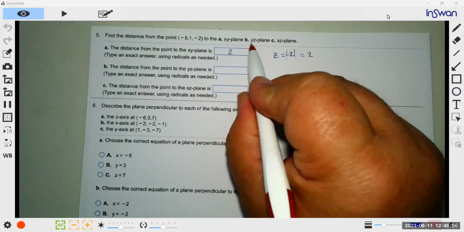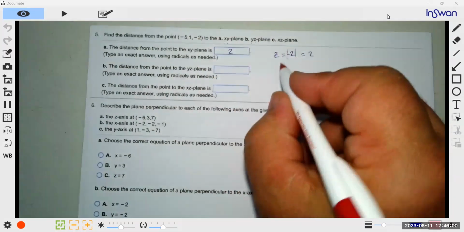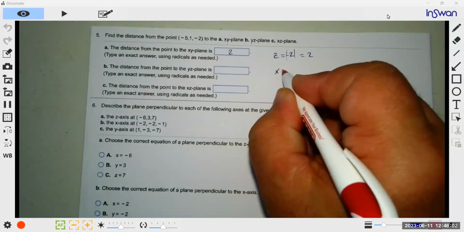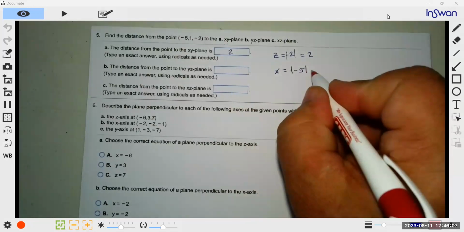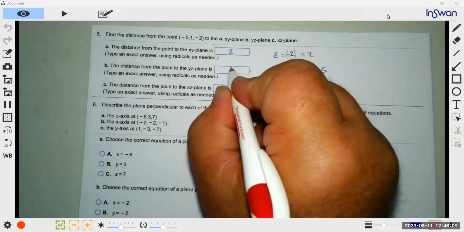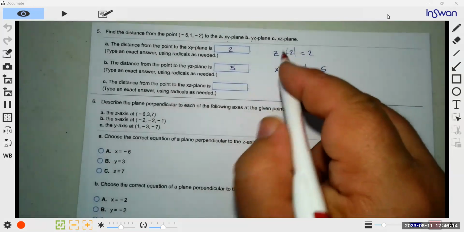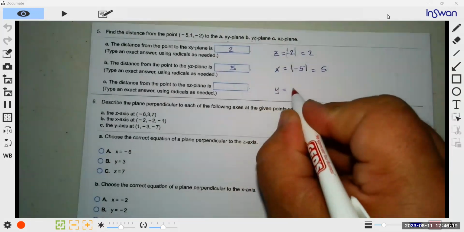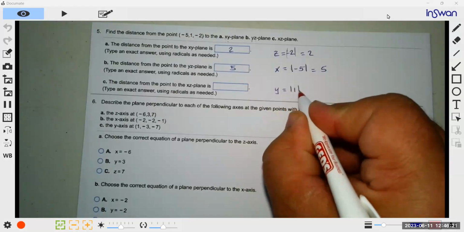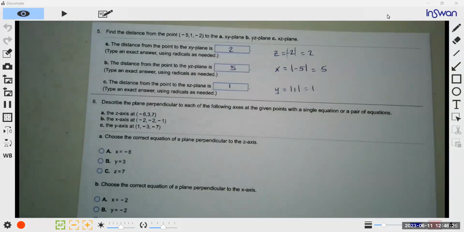The distance to the YZ, so that's the distance of the X-axis. Since negative 5, the distance is 5. And likewise, the XZ is actually the distance to the Y, which is absolute value of 1, which is 1. All right, so those are the distances.